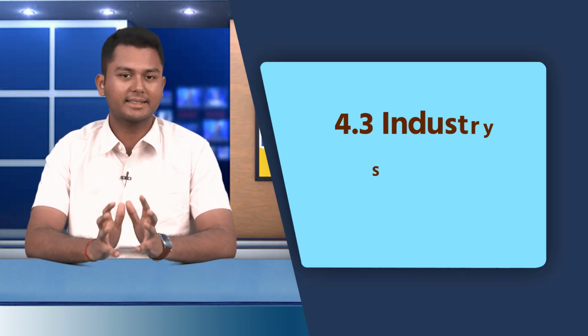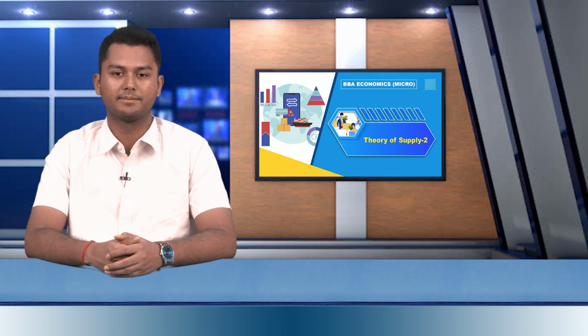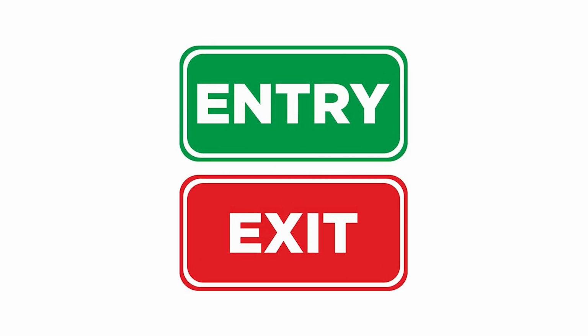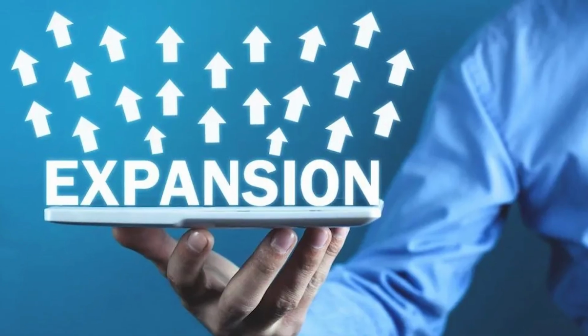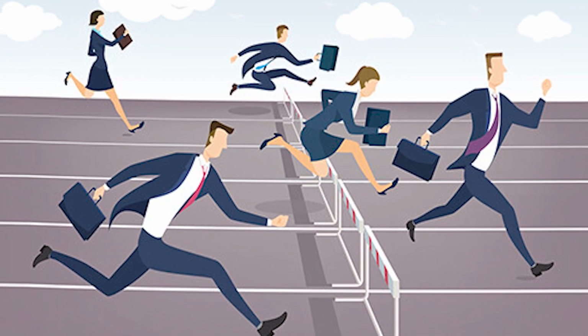Then we look at industry supply dynamics. Industry supply reflects a collective decision of firms in the industry, including decisions about entry, exit, capacity expansion, and production levels. These decisions are influenced by industry structure, competitive conditions, and regulatory environment.